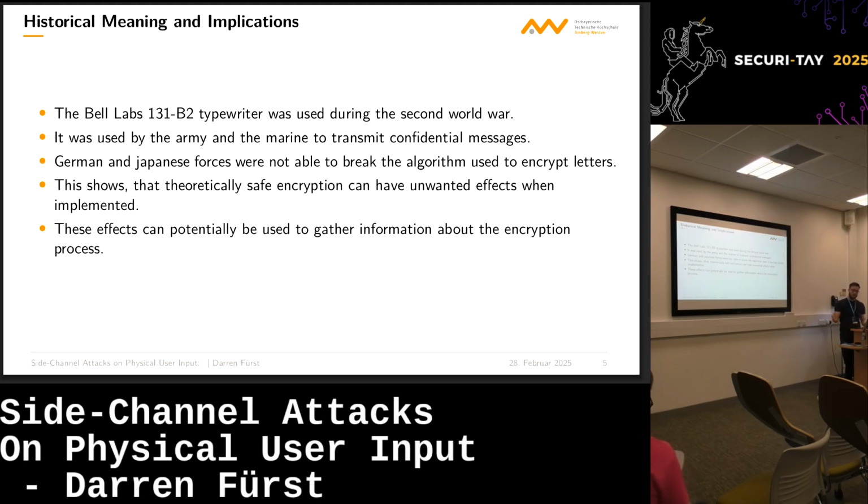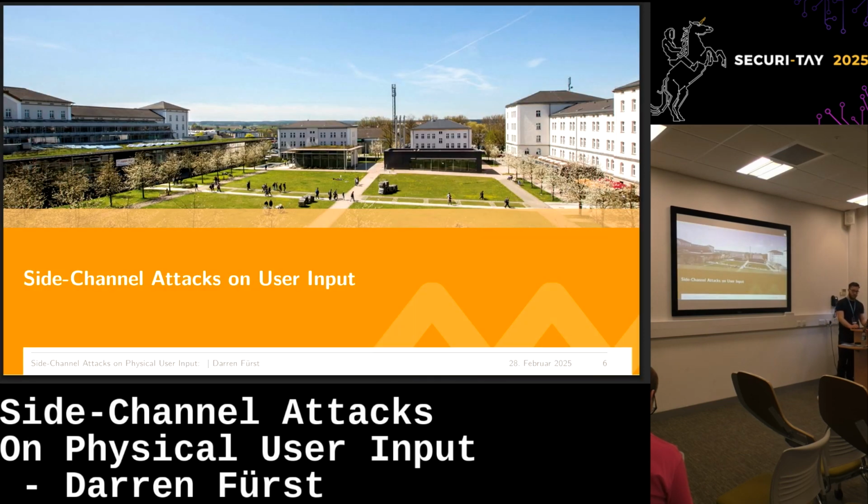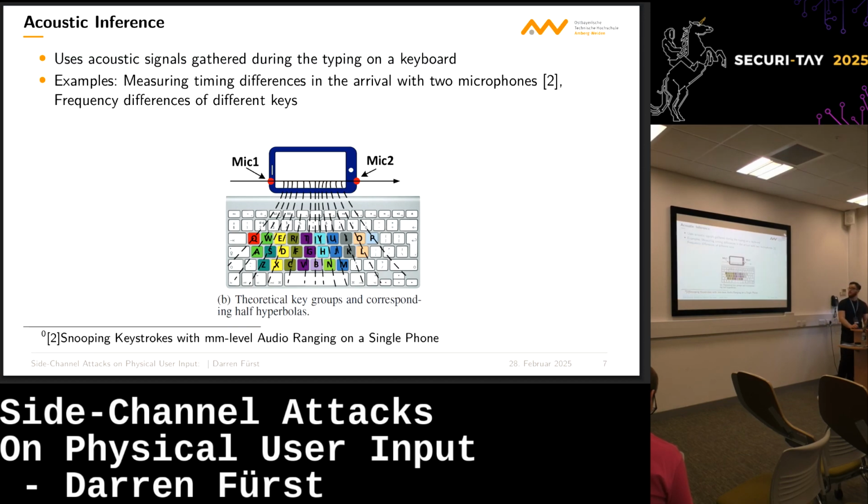So this typewriter was used during the Second World War, and the German and Japanese forces were not able to break the algorithm because it used a one-time pad. But this shows that even though the one-time pad is theoretically safe, when you actually implement something, you still have these issues that present themselves, whereas you can then use a side channel to attack the actual device that implements this theoretically safe algorithm.